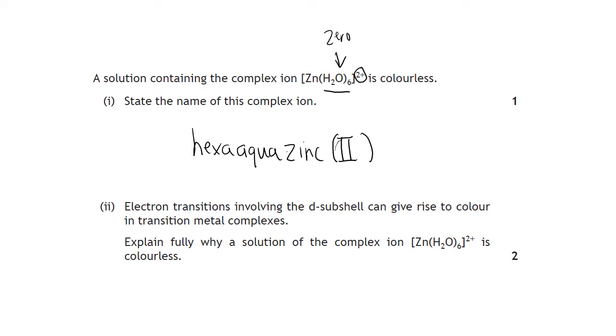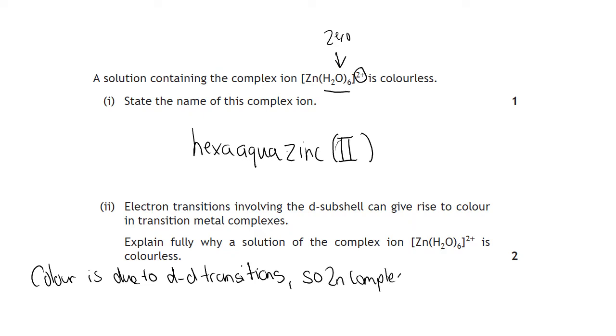The second question is, explain why a solution of the zinc complex is colourless. So remember, colour is due to d to d transitions. So if there's no colour, the zinc complex must have no d to d transitions.